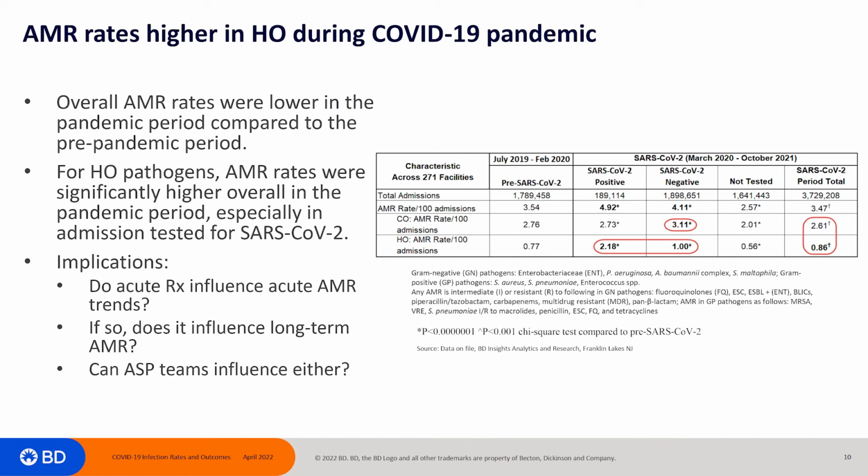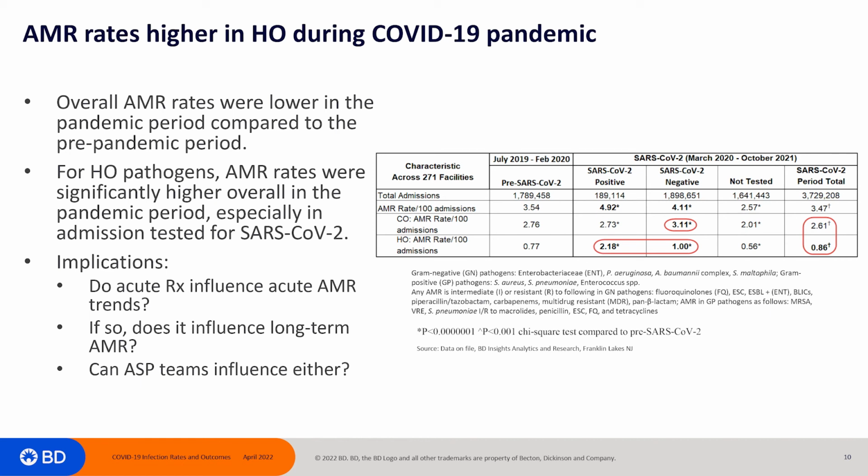And so when we look at the data with that time frame of hospital onset further, which is day 3 of admission or higher, the antimicrobial resistance rates were actually significantly higher overall in the pandemic period, especially in SARS-CoV-2 positive patients. And so this has implications on a couple of questions that we still don't have answers to. Does acute prescribing of inpatient antimicrobials influence acute antimicrobial resistance trends? Looks like it does so far in the pandemic, but if so, does it influence long-term antimicrobial resistance, which is really the big question here, because antimicrobial resistance was the great pandemic that no one was talking about before COVID.